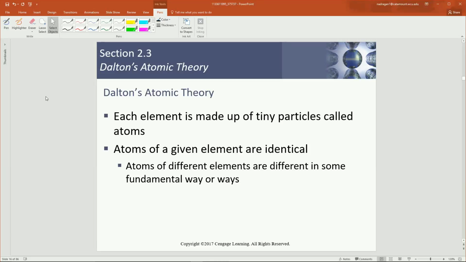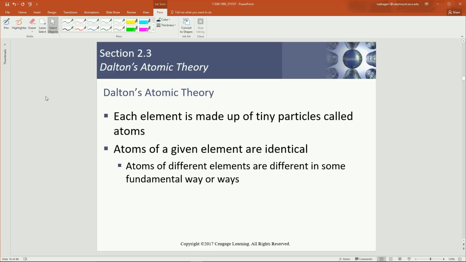Okay, so the next section is about Dalton's atomic theory. Dalton came up with this theory of atoms in 1808, and he published the theory in A New System of Chemical Philosophy. So this theory is the way that he thought that atoms work. Each element is made up of tiny particles called atoms.